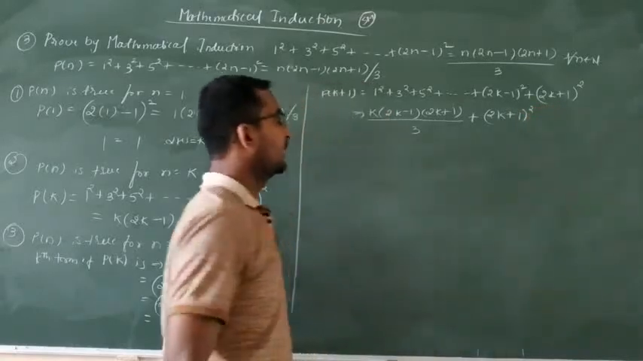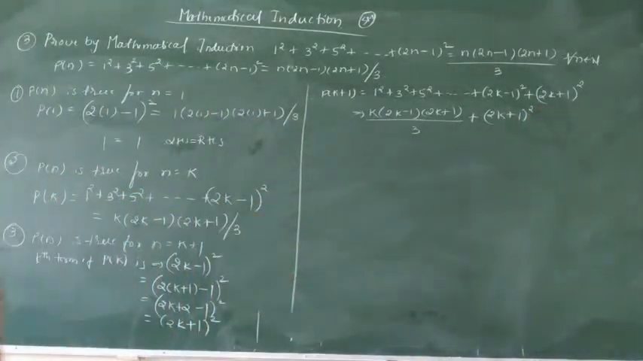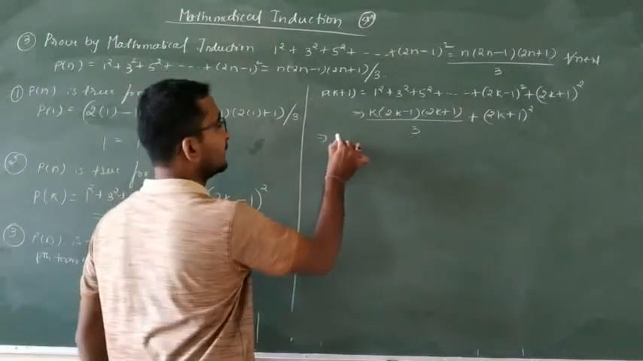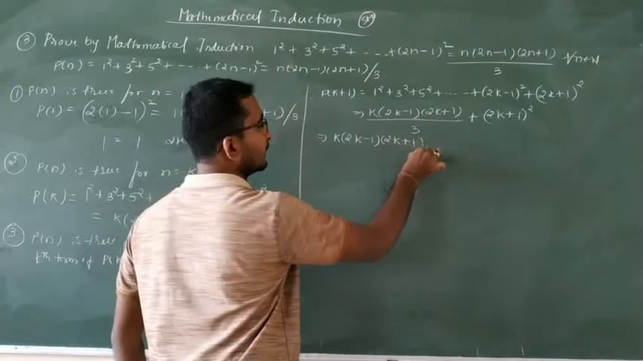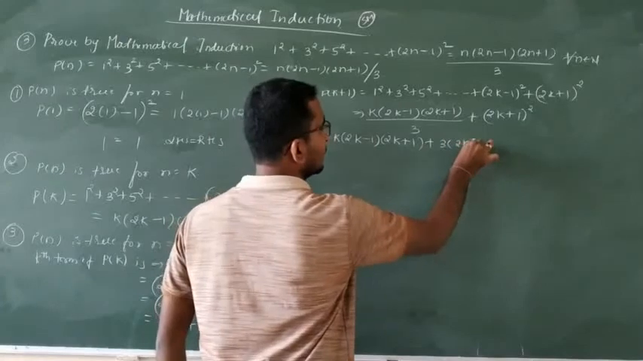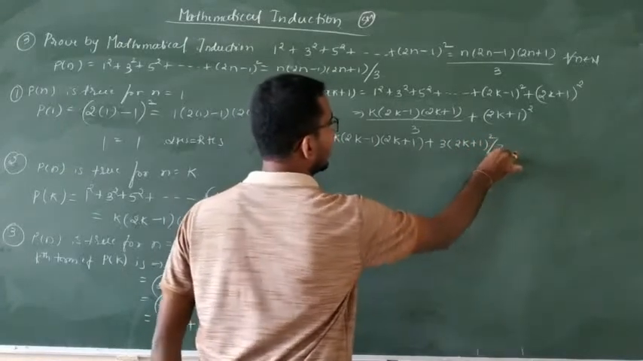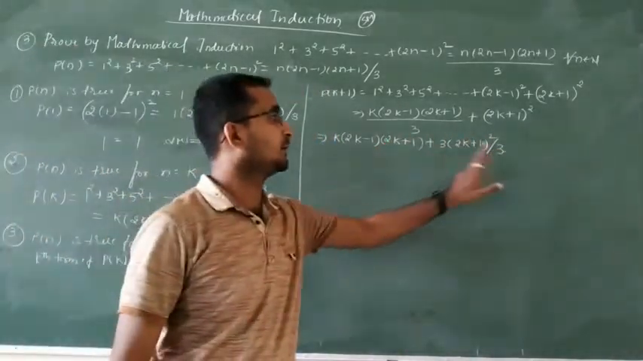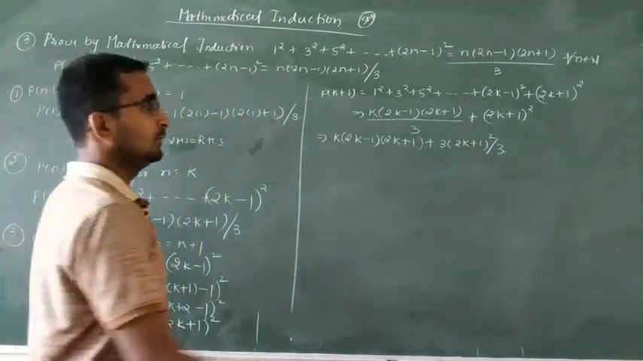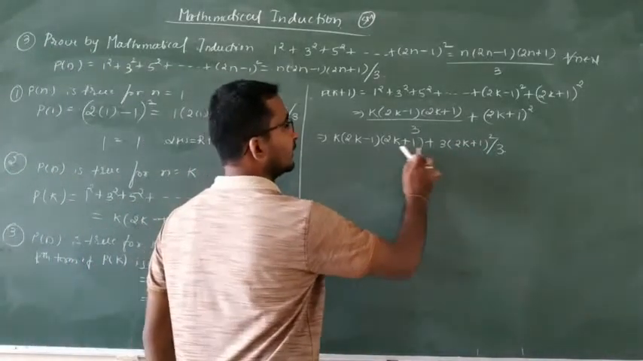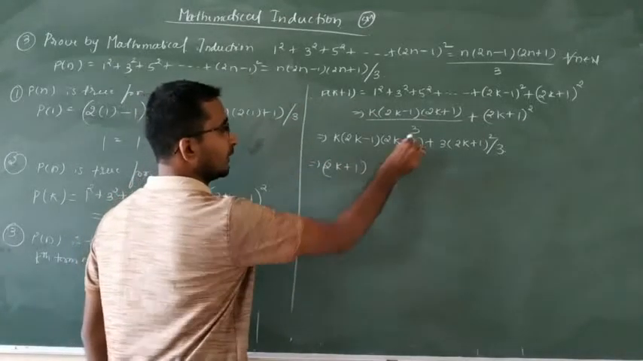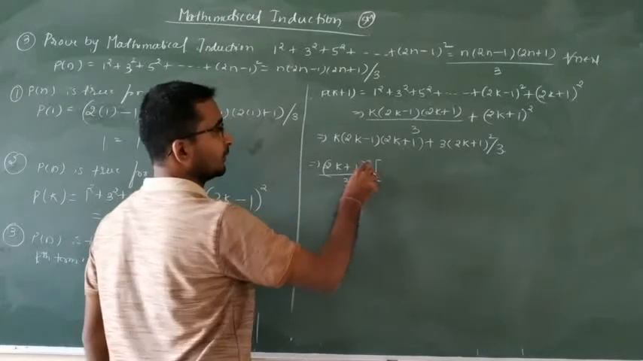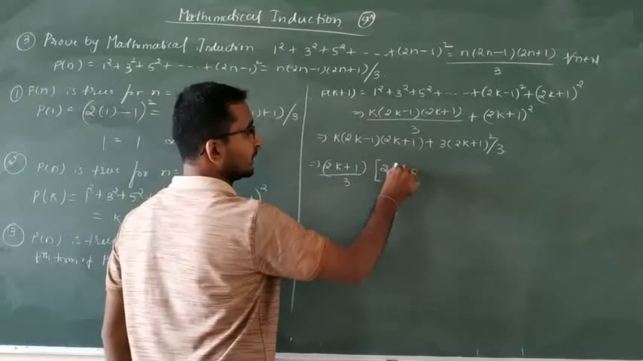Okay. Again, I am taking 3 as the LCM. Then what you get here? That is k into 2k minus 1 into 2k plus 1, plus 3 into 2k plus 1 whole square, whole divided by 3. In the numerator, the common multiple is 2k plus 1, that is 2k plus 1 whole, divided by 3 in the bottom. Bracket for again and open, k into 2k minus 1.